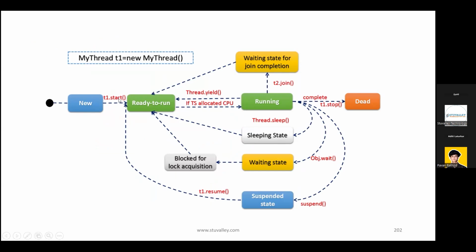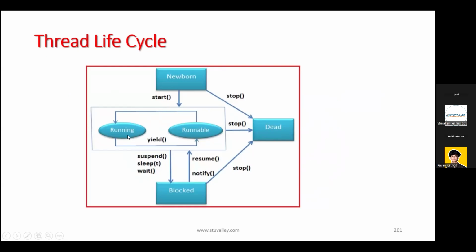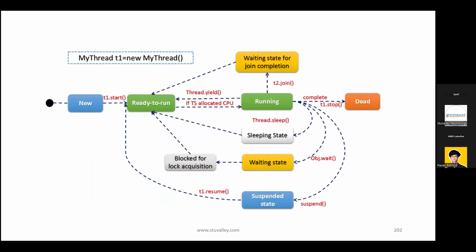Once we start it, the thread will be ready to run. That means it will go to the ready state, that means the runnable state. Then, in the processor of your computer, there is a thread scheduler. The thread scheduler picks up the thread according to different criteria, like the priorities, the name given to it, and so on. The thread scheduler will pick up the thread and it will go to the running state. Whatever thread is executing, that is in the running state.